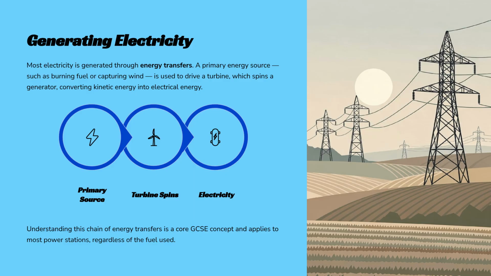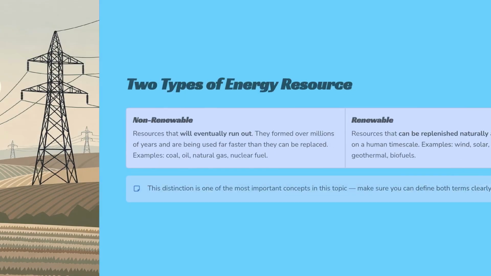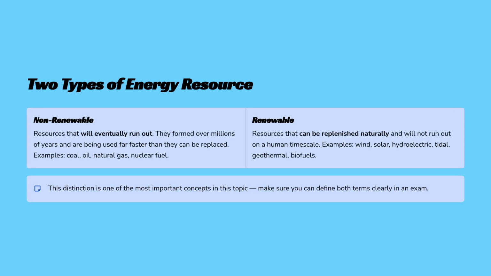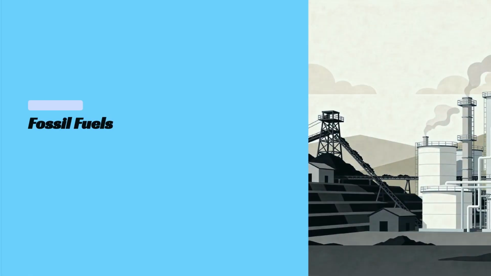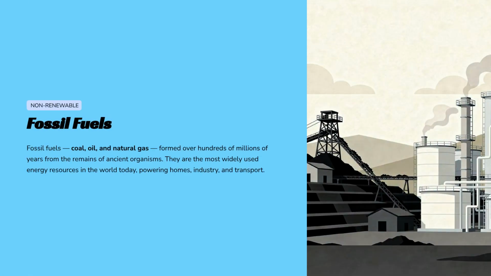Most electricity is produced through energy transfers. A primary source, like wind or fuel, drives a turbine, which spins a generator to create electrical energy. We classify energy resources as either non-renewable, which will eventually run out, or renewable, which can be naturally replenished on a human timescale. Fossil fuels, including coal, oil, and natural gas, are non-renewable. Formed over millions of years, they remain the most widely used energy source globally for powering our homes and industries.